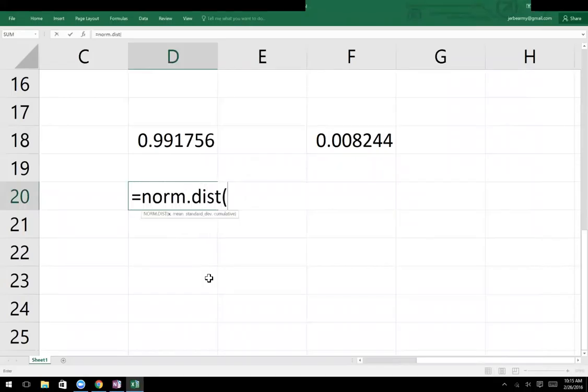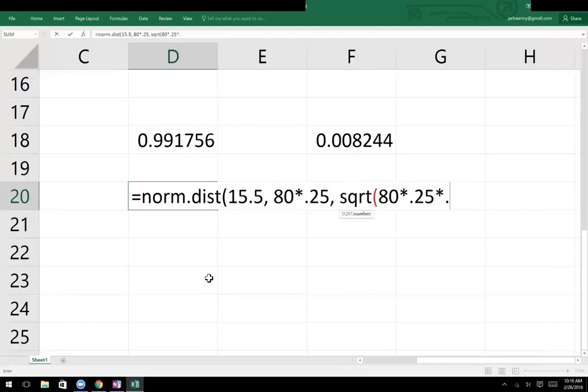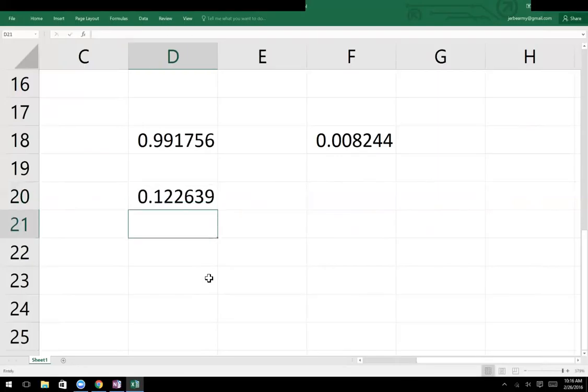So NORM.DIST, we found 16 students. We're going to bump that down to 15 and a half. We asked 80, and we think 25% smoke. So n times p. Standard deviation, n times p times q, and 1. So 12%.